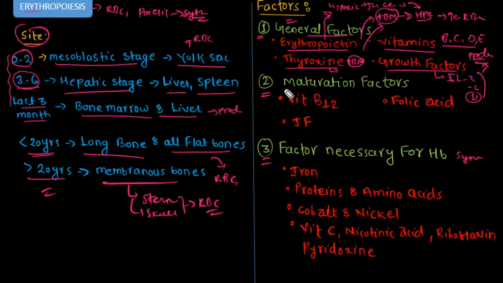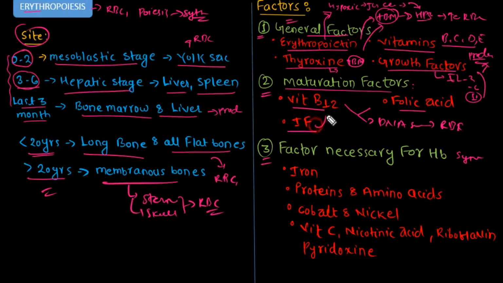Then after that we have the maturation factors. Maturation factors means the cells are now in an immature state. Now they have to develop into a matured state of RBC. So these factors are vitamin B12, folic acid and intrinsic factor. These all help in DNA synthesis and maturation of RBC.